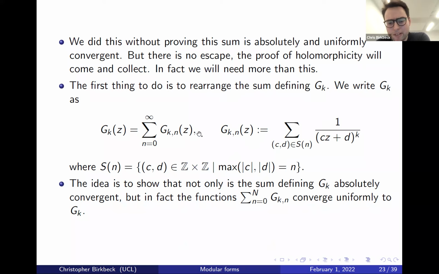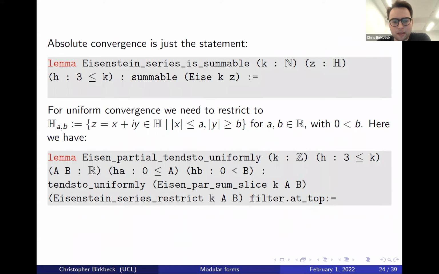Once you've rearranged your sum into a sum of G_k,n, what we want to show is not only that the full sum defining the Eisenstein series converges absolutely, but that the partial sums of these functions converge uniformly to G_k. Let me show you a bit of how you do these two things.